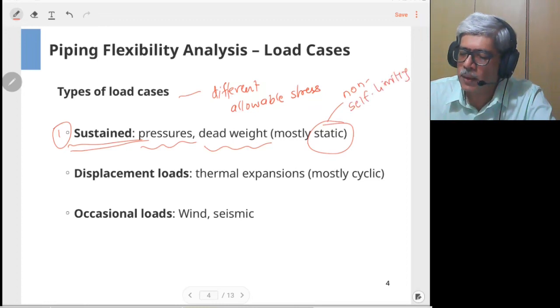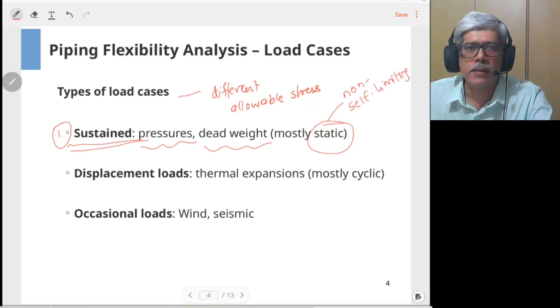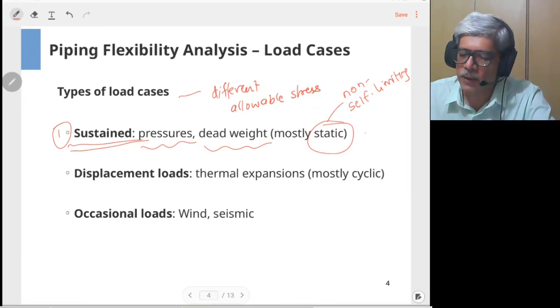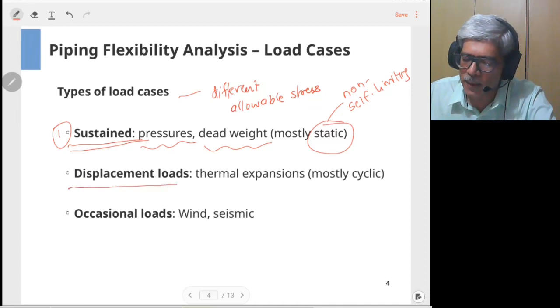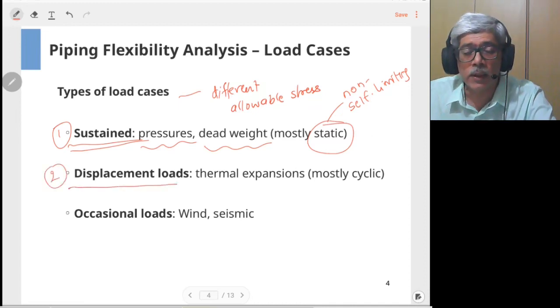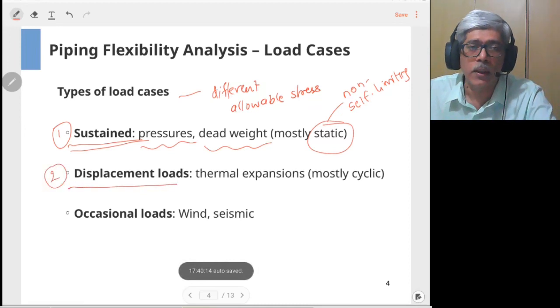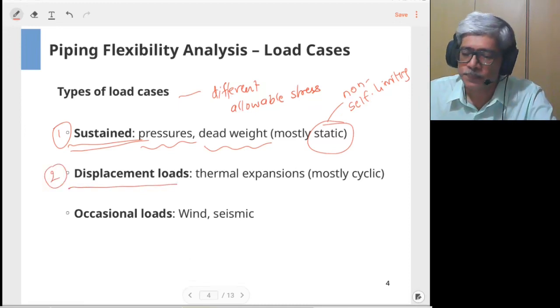That means as the load increases, these stresses keep on increasing. There is no self-limiting in them. Whereas in displacement control loadings, the self-limiting aspect is there. So as a result, the sustained load case has the minimum of the allowable stresses. The second load case considered is the displacement governed loads, or the loads which include displacement induced loading.